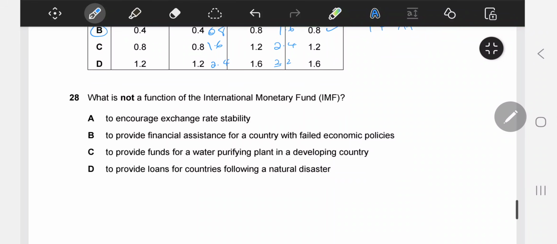Let's move on to 28. What is not a function of the International Monetary Fund? To encourage exchange rate stability, this one is a function. To provide financial assistance for a country with failed economic policies is a function. To provide funds for a water purifying plant in a developing country, no. To provide loans for countries following a natural disaster, yes. So 28 is going to be C.